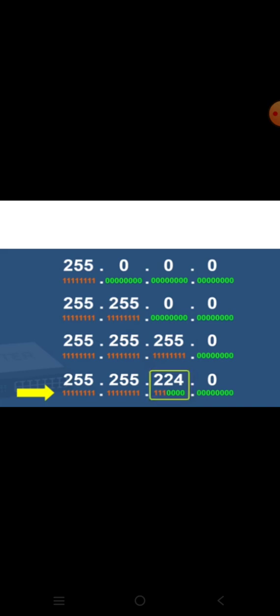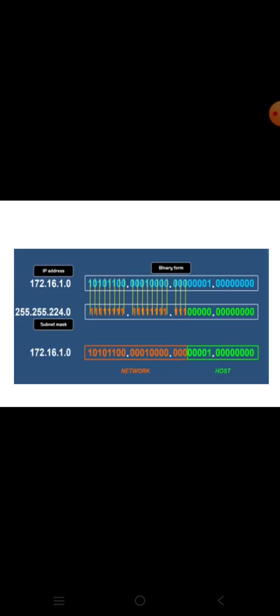From the IP address and the given subnet mask, you have to find out the network ID. How will you find out the network ID? This is nothing but doing a bitwise AND operation between the IP address and the subnet mask.